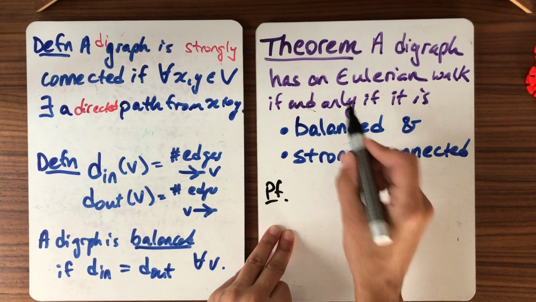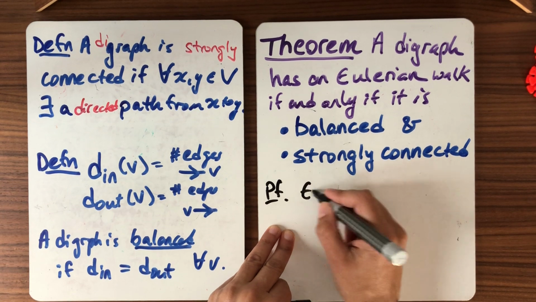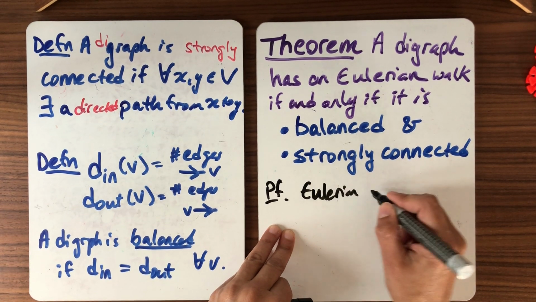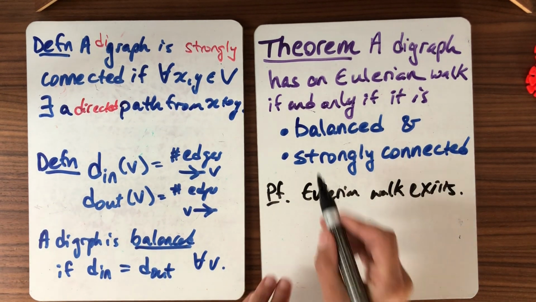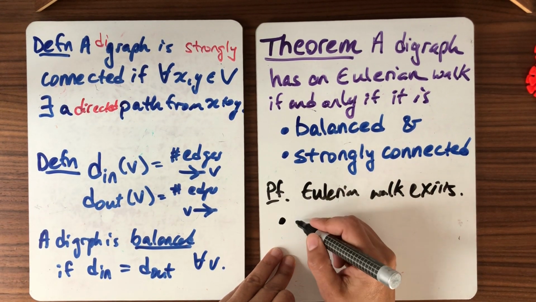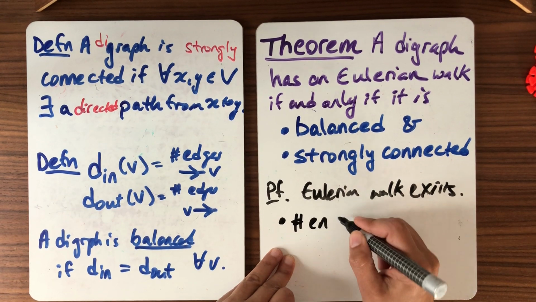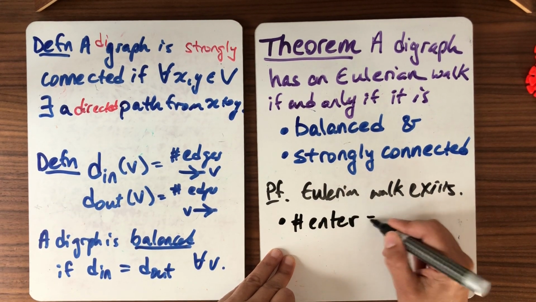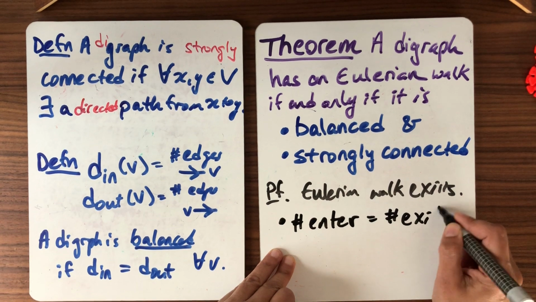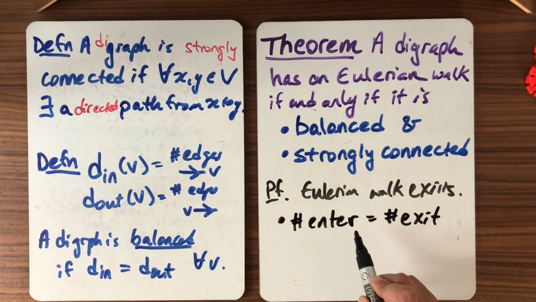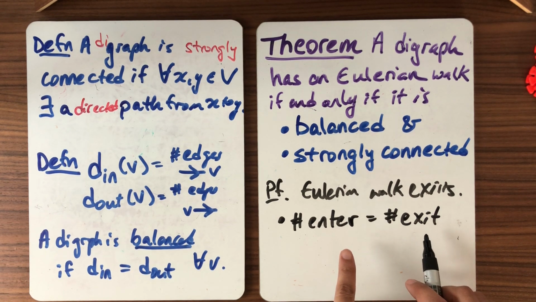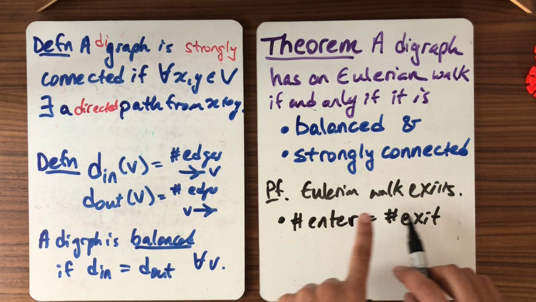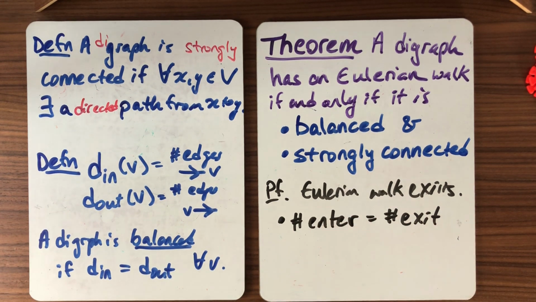So the proof, and we're going to suppose that an Eulerian walk exists. For balanced, how do we think about that? Well, the number of times you enter a vertex equals the number of times you exit the vertex. An entrance will add 1 to the degree in, and an exit will add 1 to the degree out. And this means that the total degree of every vertex, of course, is even. It's the number of times in plus the number of times out, which is twice the number of times in.